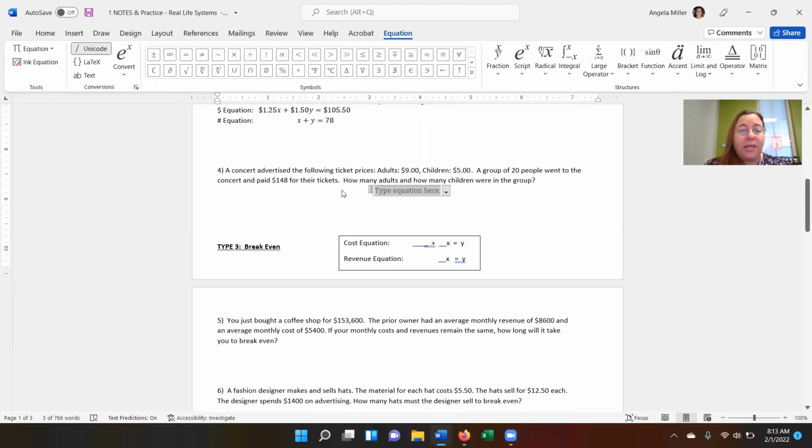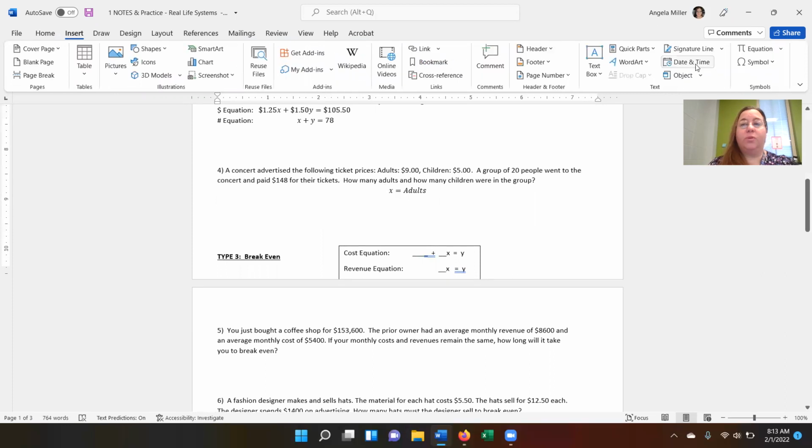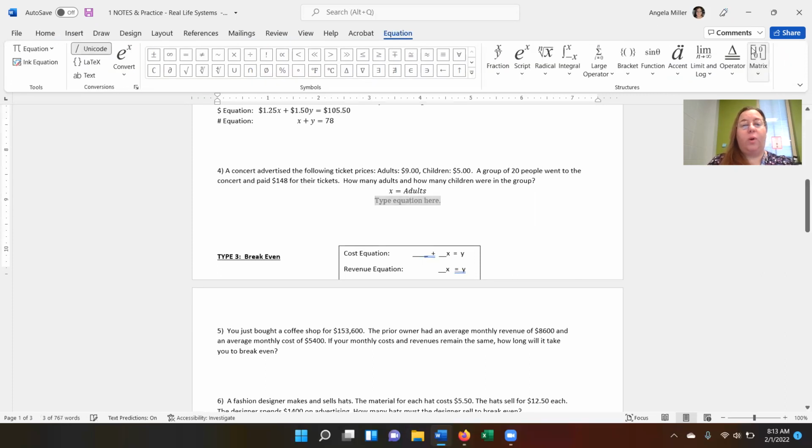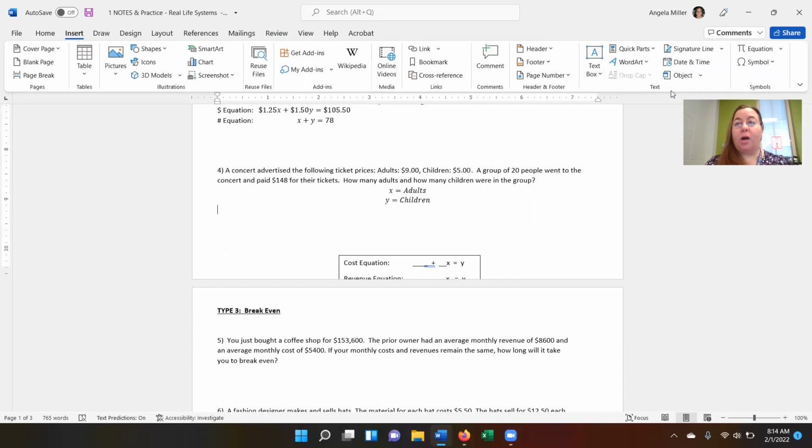So a concert advertised the following ticket prices. Adults are $9, children are $5. A group of 20 people went to the concert and paid $148 for their tickets. How many adults and how many children were in the group? So first we define our variables. So x equals what? Yep, adults. And now we have y equals what? Yep, y equals children. Very good. All right, so now we want to do our cost equation.